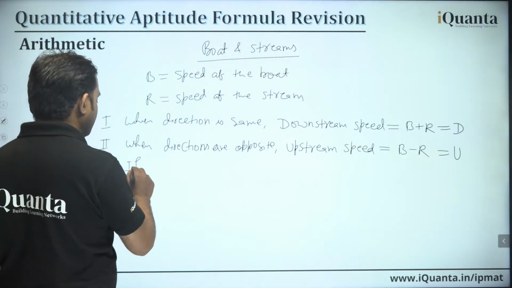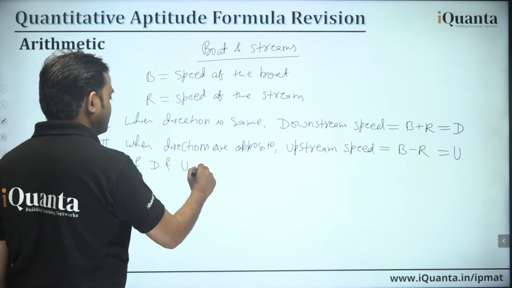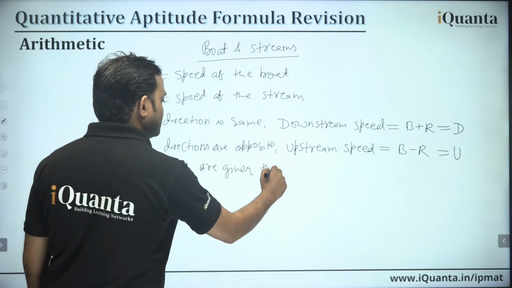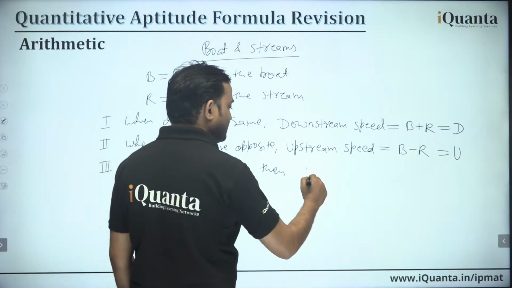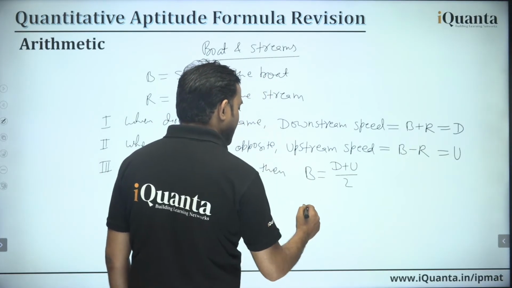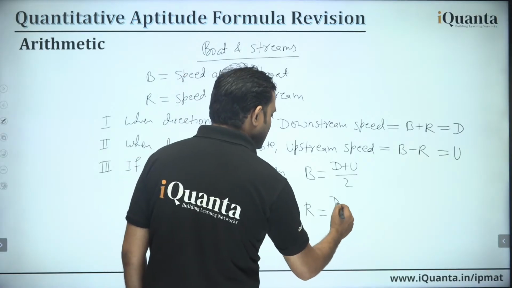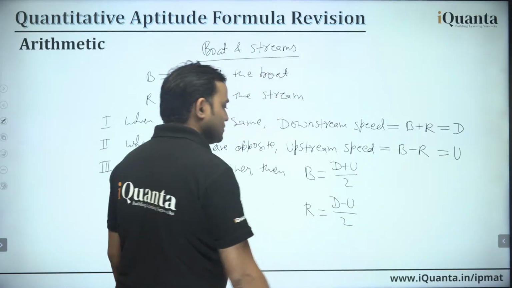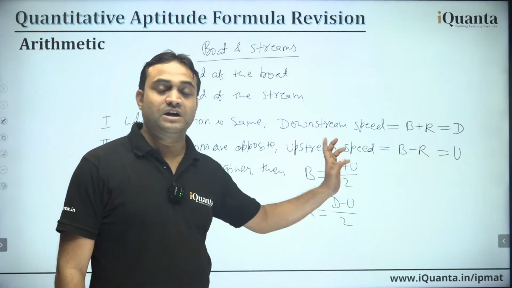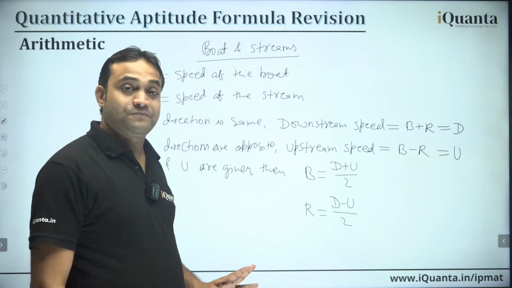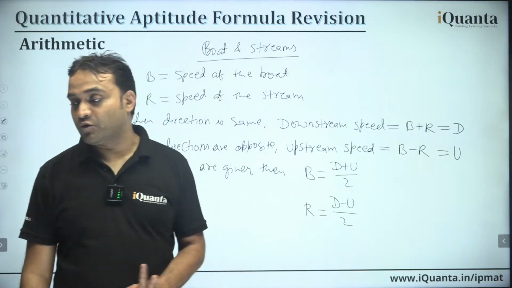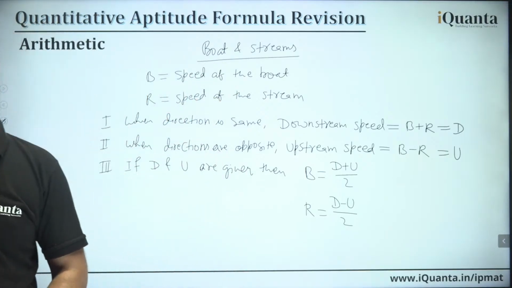If D and U are given, then we can say that B will be equal to (D plus U) by 2 and R will be equal to (D minus U) by 2. So if boat and river speeds are given, we can find downstream speed and upstream speed. If downstream and upstream speeds are given, we can find the speed of the boat and the speed of the river. Okay.